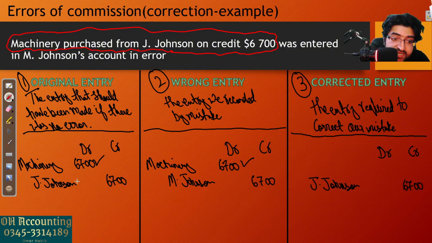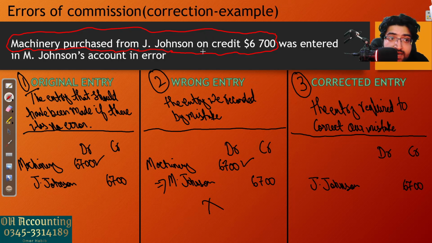We were supposed to credit J. Johnson by 6,700. We did not do this. This is the wrong entry we made. We did not credit J. Johnson. So we are fixing the error now by crediting J. Johnson by 6,700. And what is the mistake that we made? We had credited M. Johnson by 6,700, which is wrong. There was no relation of M. Johnson with this transaction. Okay?